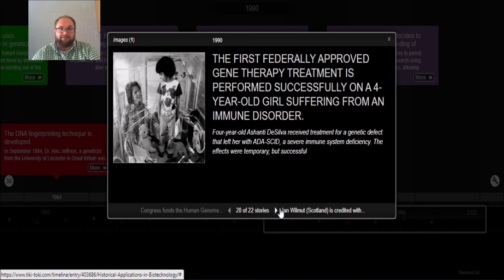In 1990, the FDA approved a gene therapy to treat Ashanti da Silva, and the effects were temporary but successful. This led to the creation of many more gene therapies that help improve the quality of life for thousands of people all over the world, individuals suffering from many different types of genetic disorders, like this immune disorder that Ashanti was suffering from.